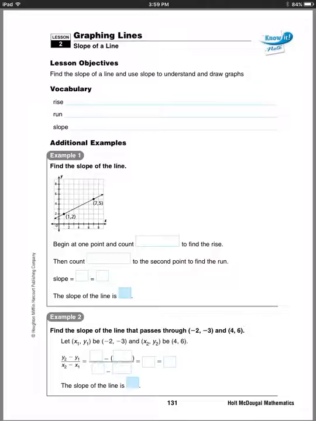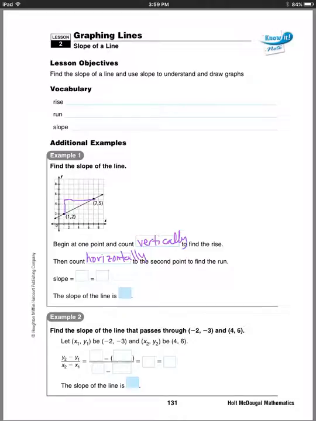So we are going to be looking at slope on a graph, just the counting method, and then using an actual formula. Okay? So begin at 1 point and count vertically to find the rise, and then count horizontally to the second point to find the run. I like to draw a right triangle here. Okay, so I count vertically.